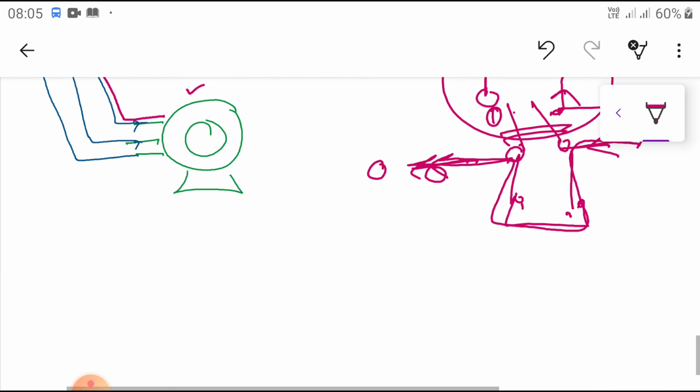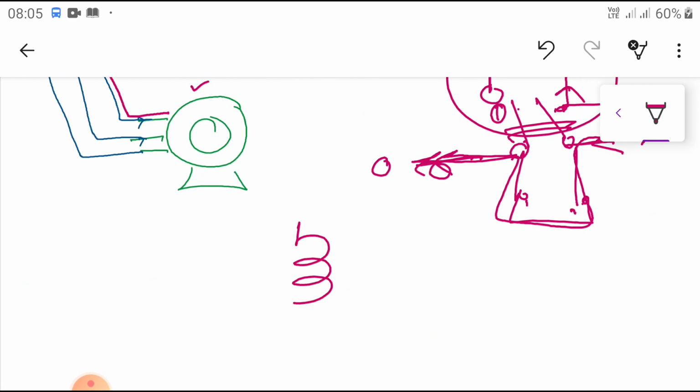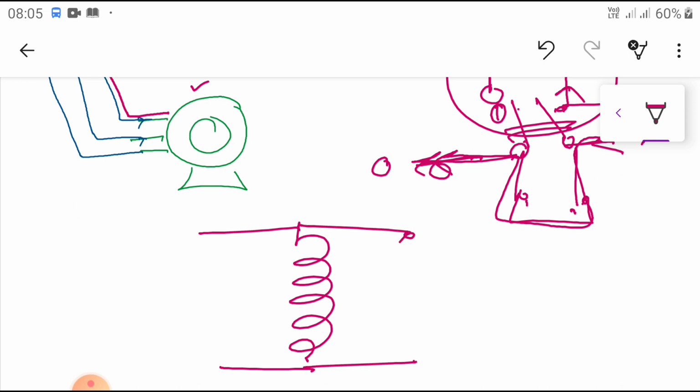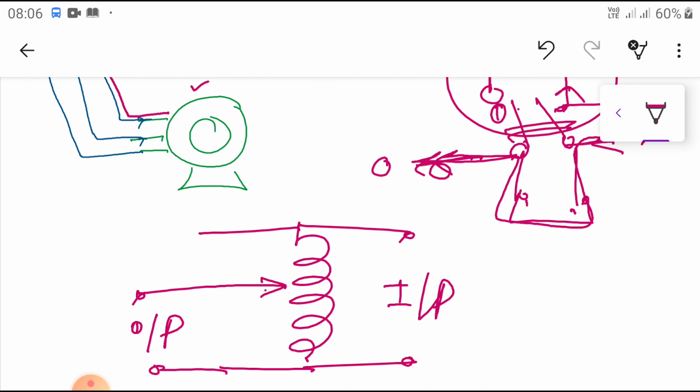Simply, dear students, we are going to change the terminals. This is the input, whatever input is given here. For example, you give the voltage here at the input terminals, and I take the output from here. By moving this up and down, the number of turns changes, and correspondingly the voltage injected to our motor changes. This is the basic concept.